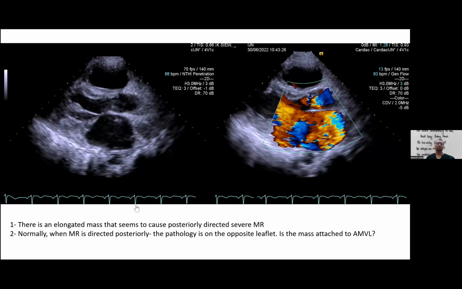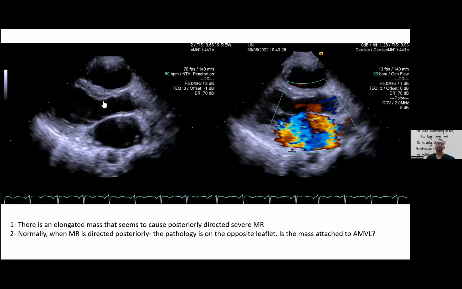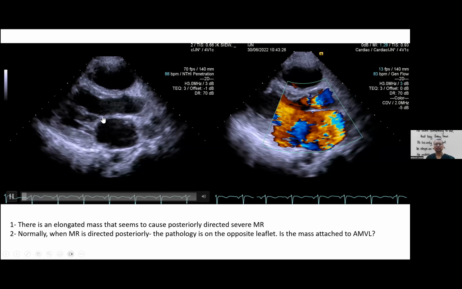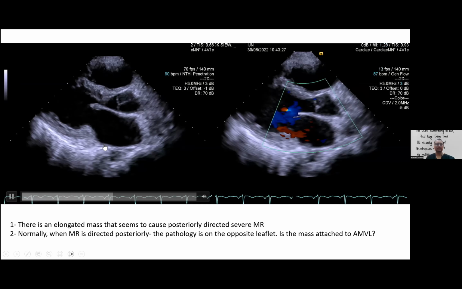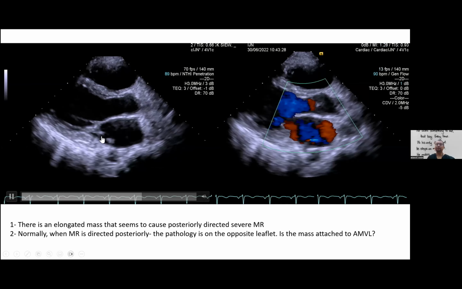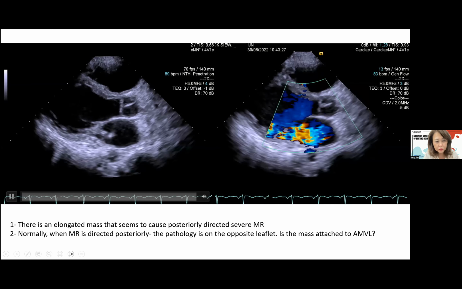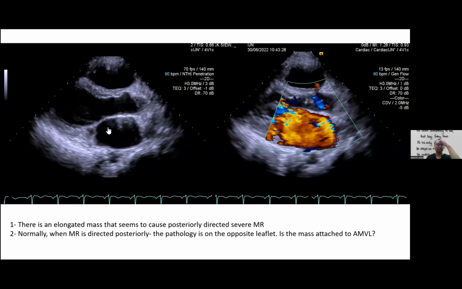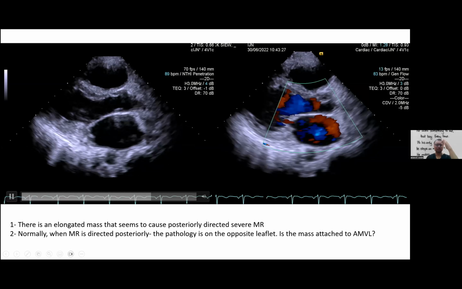On the top left, you can see a parasternal long axis view of the heart. And when we look at the left atrium, we can see a mass that is fluttering inside the left atrium here. The question in this case is whether the mass is attached to the anterior mitral valve leaflet or the posterior mitral valve leaflet.